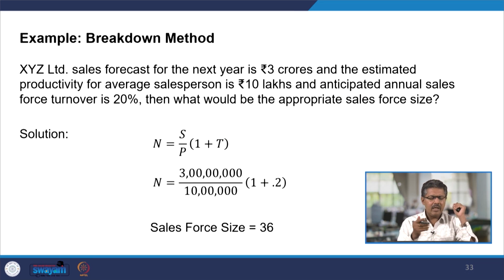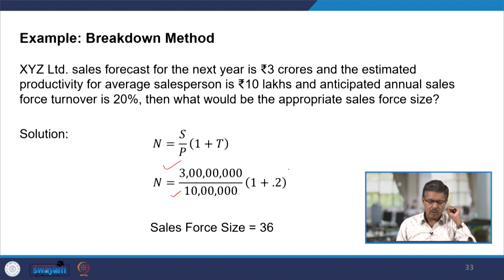Let us see an example. XYZ Limited is a company, a fictitious name obviously. The sales forecast for the next year is worth 3 crores rupees, and the estimated productivity for an average salesperson is 10 lakh rupees. So, one salesperson can sell up to 10 lakh worth of products, and the forecast is 3 crores, and the anticipated annual sales force turnover is 20%. So, what would be the appropriate sales force? 3 crores is my forecasted sales, 10 lakh is what each Salesforce member can sell, and this is my turnover.